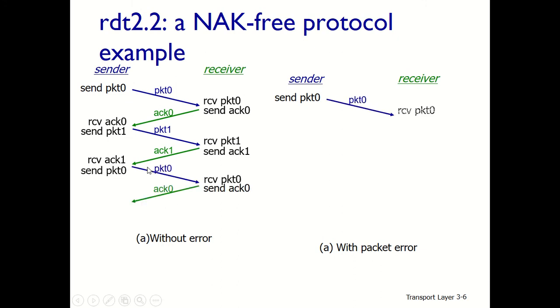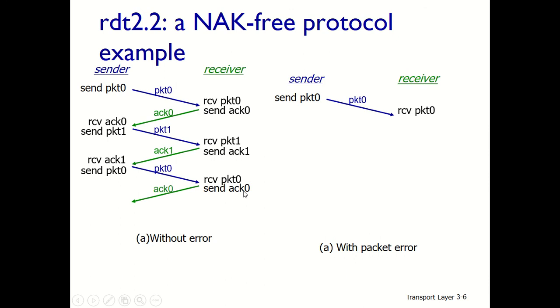Now, similarly, if the sender sends the third packet, its sequence number will be 0. Why? Because we are assuming the sequence numbers 0 and 1. So packet 0 is received correctly. It will send acknowledgement number 0 because this becomes the last packet that is received correctly, and for this packet the acknowledgement should be acknowledgement 0.